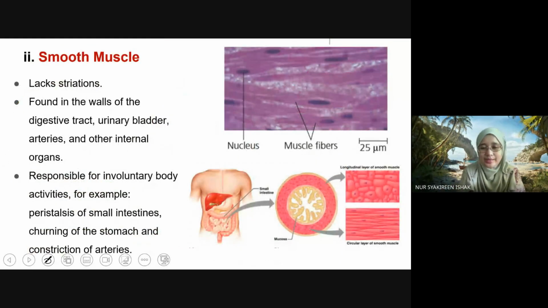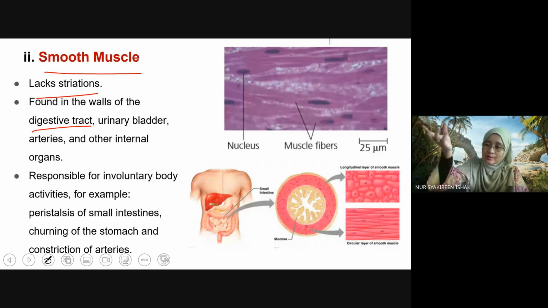And then, okay, the second one is smooth muscle. Okay, it doesn't have any striation. And then found in the walls of digestive tract. Tadi saya cakap kan daripada esophagus, down your stomach, into your small intestine, your large intestine, up to your anus. So the movement of the food will be done through the process of peristalsis along that alimentary canal.